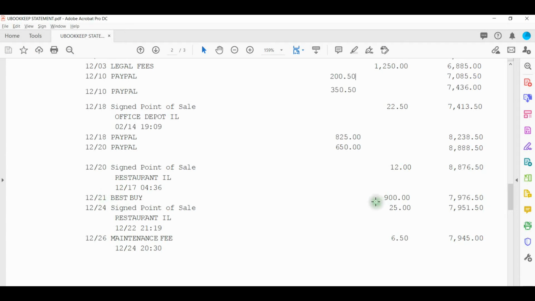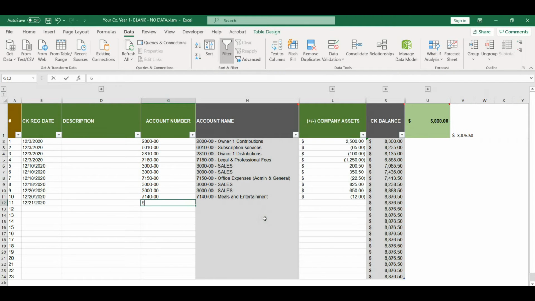looks like I went to Best Buy and I bought, let's say, a laptop for 900 bucks. So I did an office purchase or an equipment purchase. I already set this account up. I already know the account. I have it written down next to me. And I see account purchases here, and that was for $900. That's a negative. Again, that's money leaving the account. Okay.